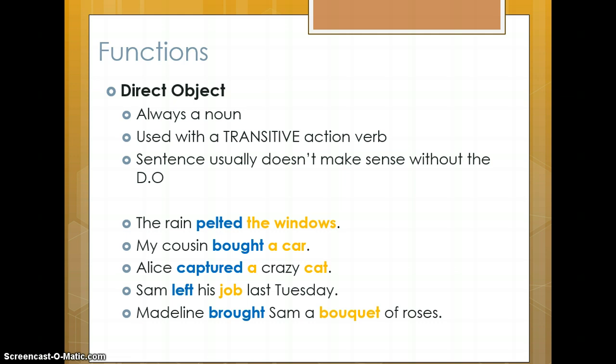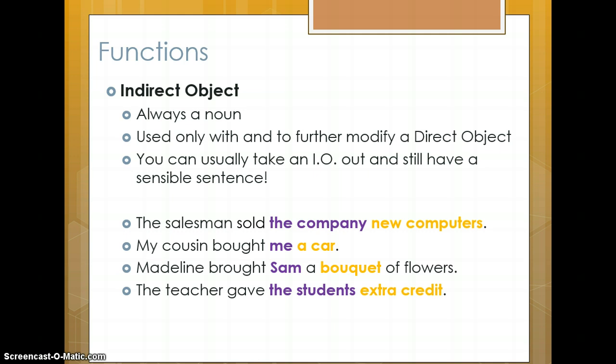We have another thing to make this even more complicated, an indirect object. Not every sentence that has a direct object is going to have an indirect object. Some of them will. You can't have an indirect object without a direct object.